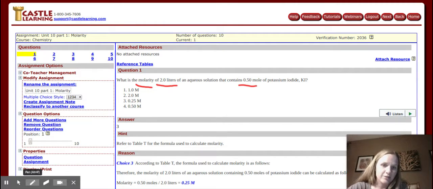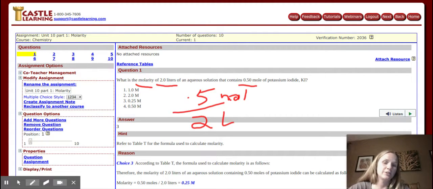So I'm going to say, okay, the formula is moles per liter. So the units tell me right there. I'm going to do 0.5 moles divided by 2 liters of solution. That's my formula. So it's just 0.5 divided by 2, which I think is 0.25. So that's my answer right there.